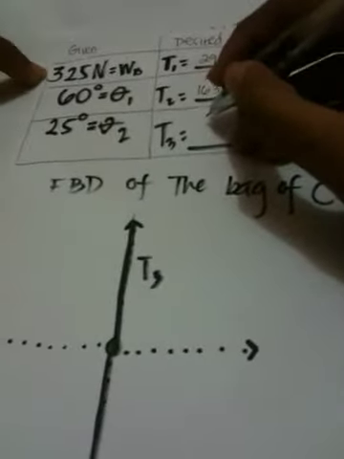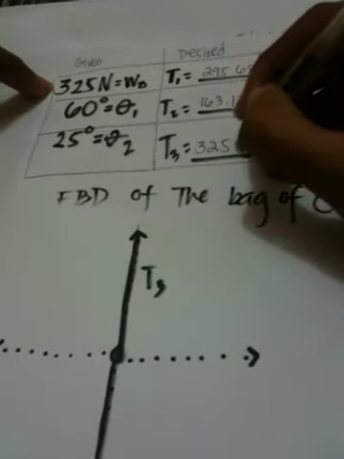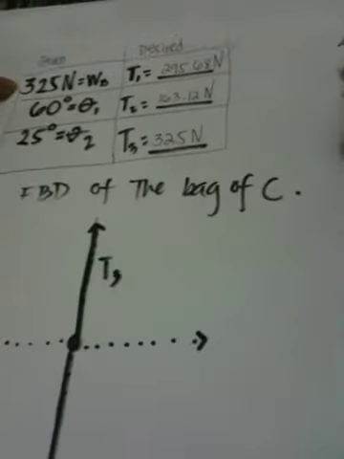And as we have solved earlier, T3 is equal to the weight of the bag of cement. So T3 is now equal to 325 newtons. And that's it. You've already solved the given problem.